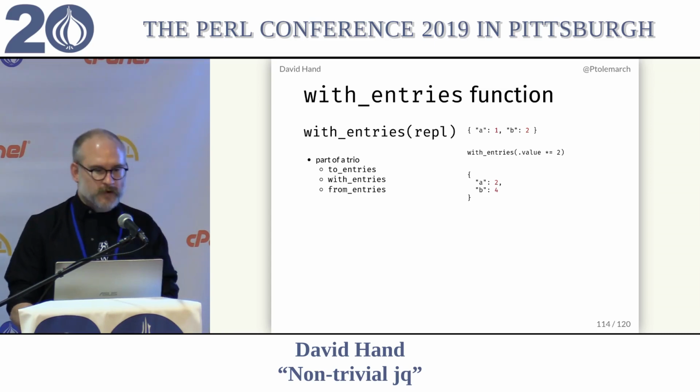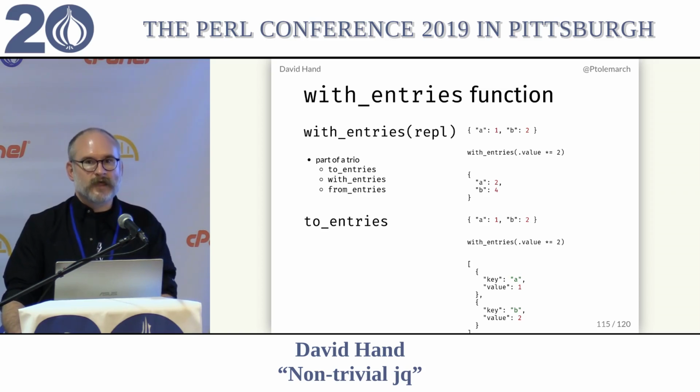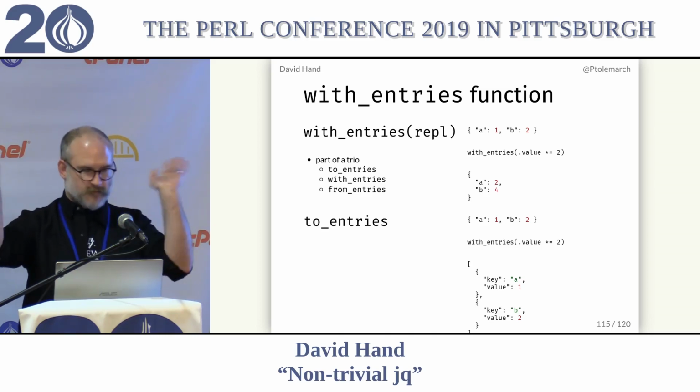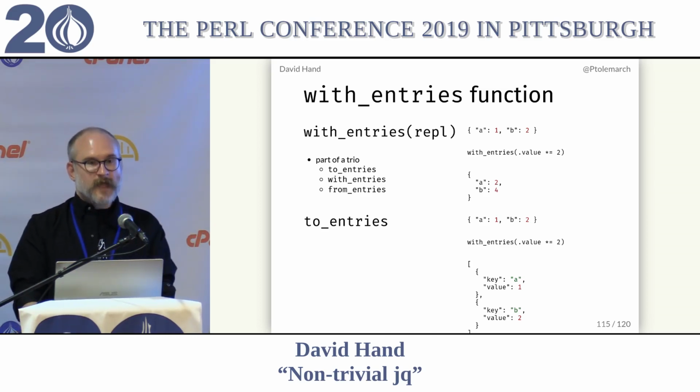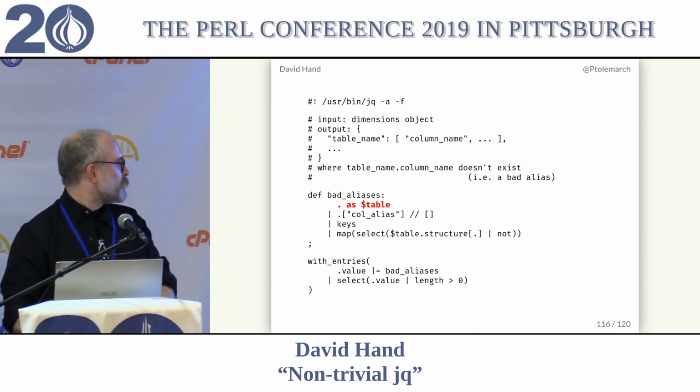So what does to_entries do? to_entries accepts an object and returns an array, essentially of pairs. So it accepts an object and returns an array of objects. That array has as many elements as that object has properties, and each one of those objects has a key, and then a value. You can iterate through those, and that's great. So that's what I ended up doing. You see with_entries.